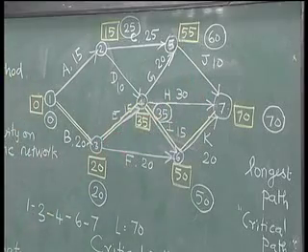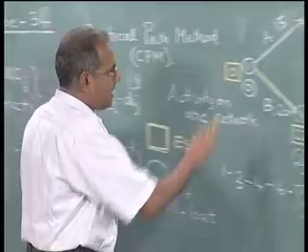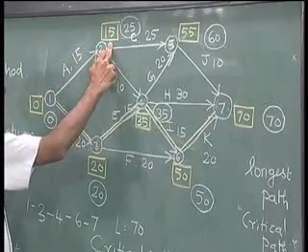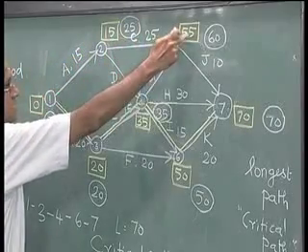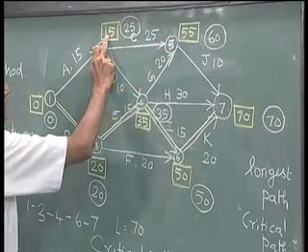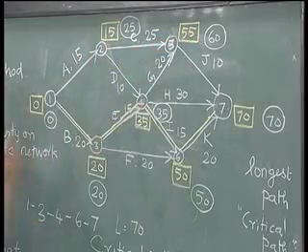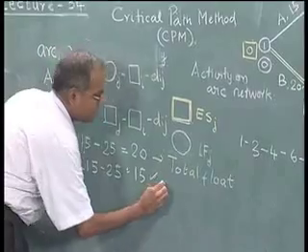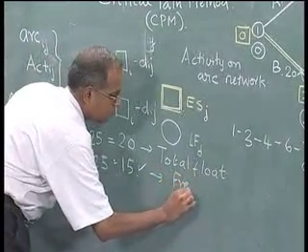Now, the next thing is called a free float. The earliest it can start is 15, the earliest it should finish is 55. So, 15 plus 25, 40 plus 15, which is 55. This is called free float.